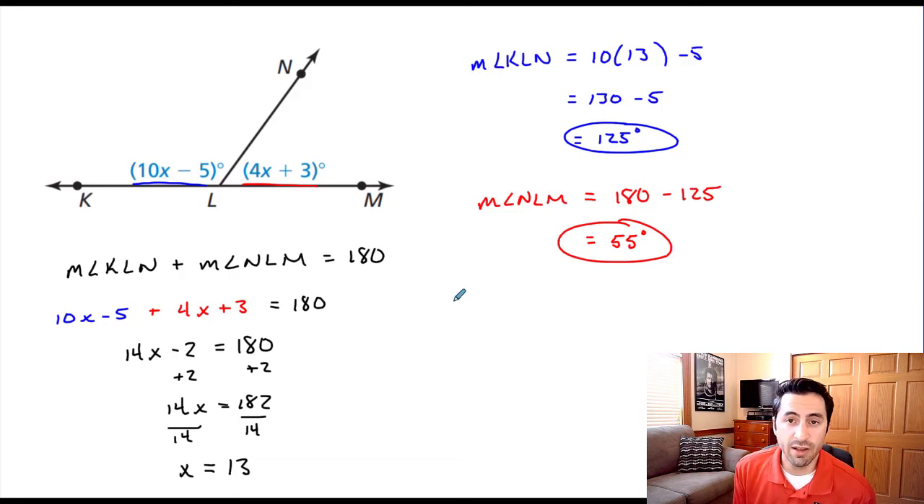All right, so using the angle addition postulate, as we saw before, it gives us a way to set up equations. But when we're working with right angles and straight angles, we need to be able to recognize those situations, and we need to know that right angles are 90 and straight angles are 180.